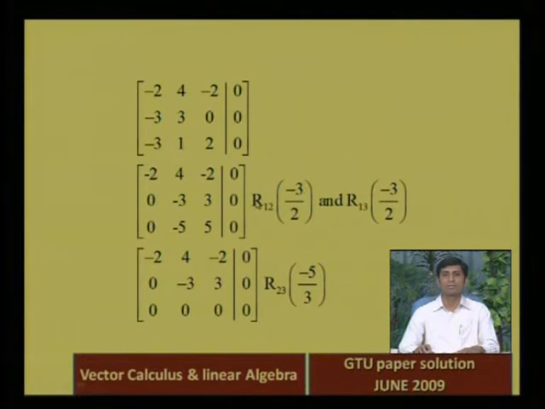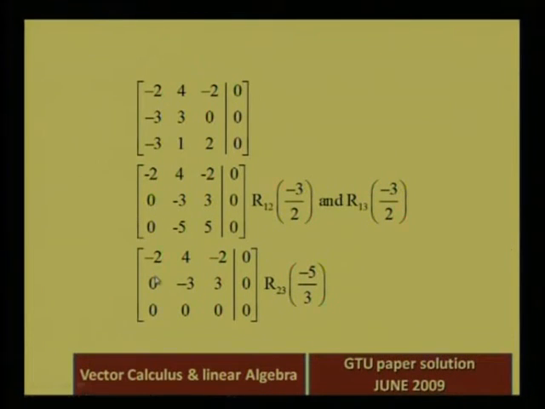So here is the next process. We multiply the first row by minus 3 by 2 and add it to the second row, and we multiply the first row by minus 3 by 2 and add it to the third row. So these two elements become 0. The first row is as it is, minus 2, 4, minus 2. The second row is 0, minus 3, 3. The third row is 0, minus 3, 3. Okay, next we multiply the second row by minus 5 by 3 and add it to the third row. So the first and second rows are as they are, minus 2, 4, minus 2, and 0, minus 3, 3. The third row becomes 0, 0, 0.